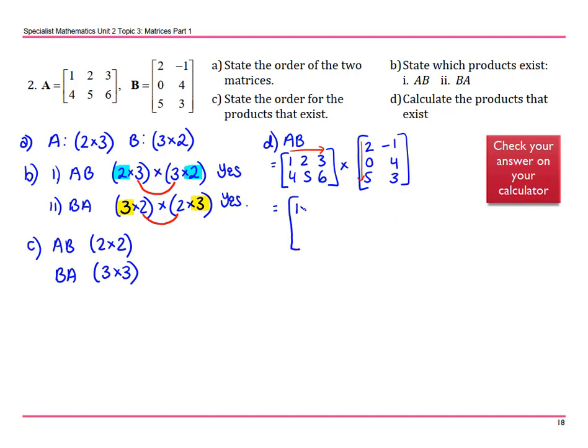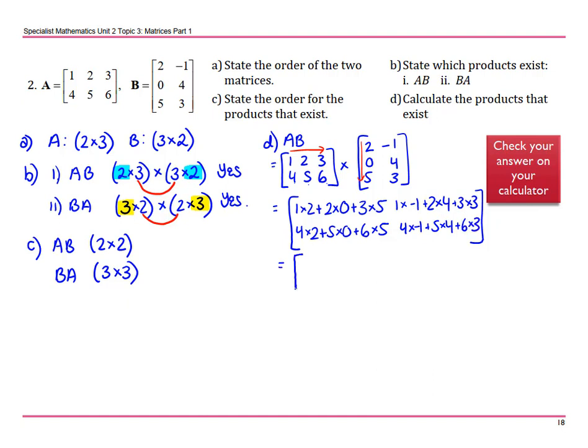So 1 times 2 plus 2 times 0 plus 3 times 5. Move across to your next column. So 1 times negative 1 plus 2 times 4 plus 3 times 3. Next, 4 times 2 plus 5 times 0 plus 6 times 5. Then 4 times negative 1 plus 5 times 4 plus 6 times 3.